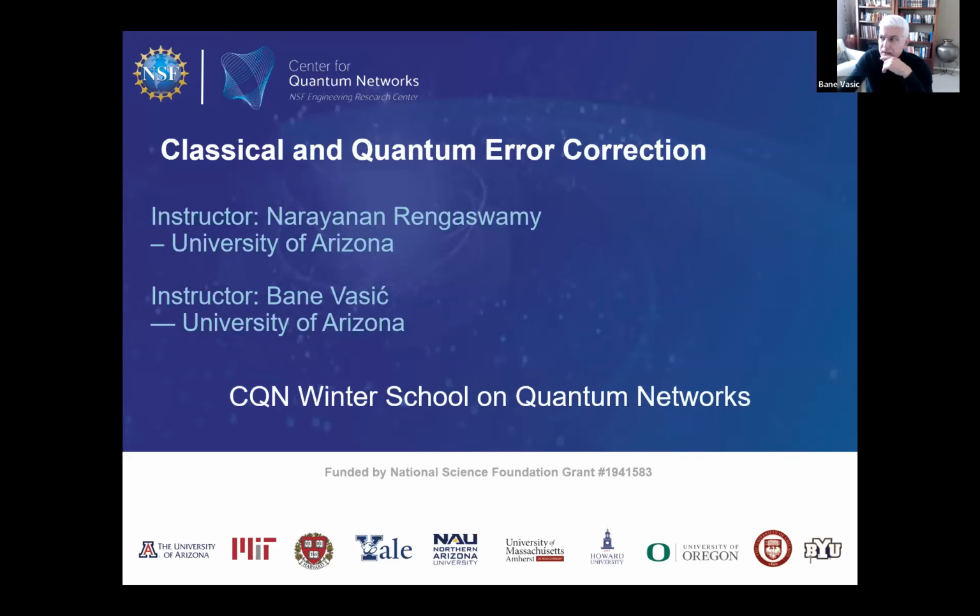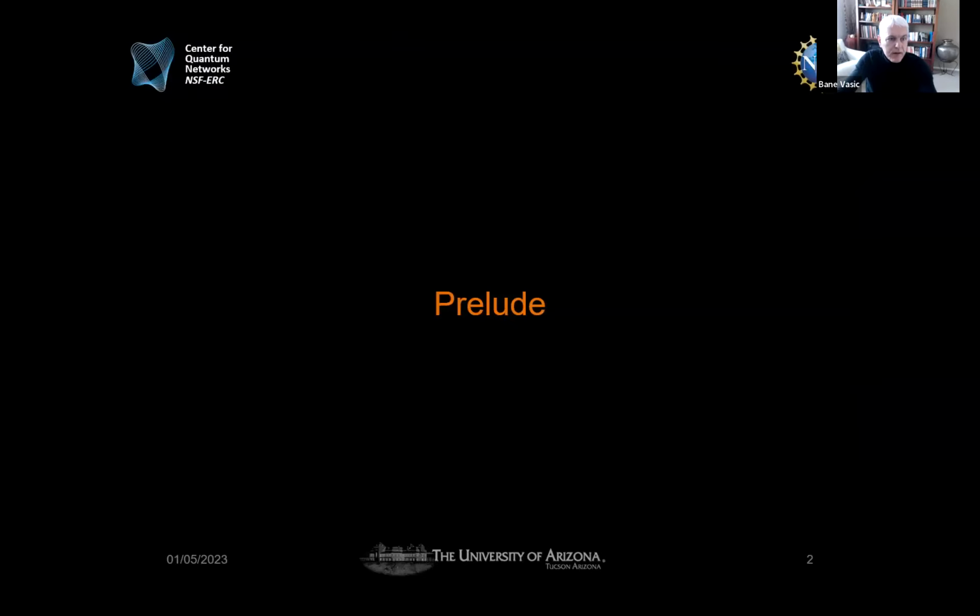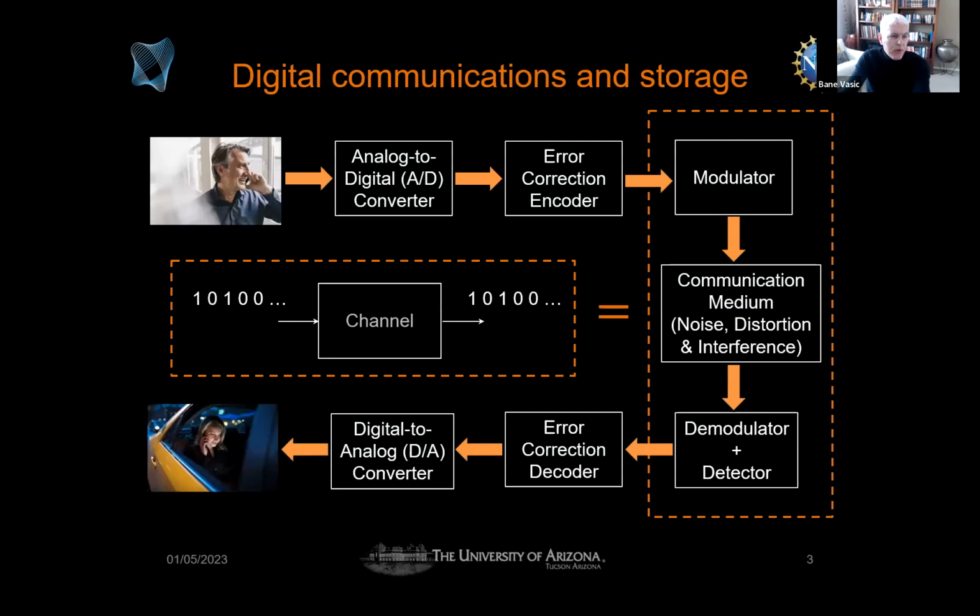So let's start with classical error correction. We consider a digital communication system or storage system in which two users communicate. The first user tries to send some message. Let's say it is a phone message, to, I don't know, his girlfriend. He is obviously in Arizona, and she is in New York because it is dark, as you can see.